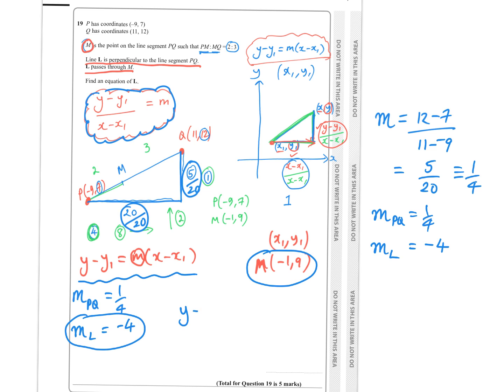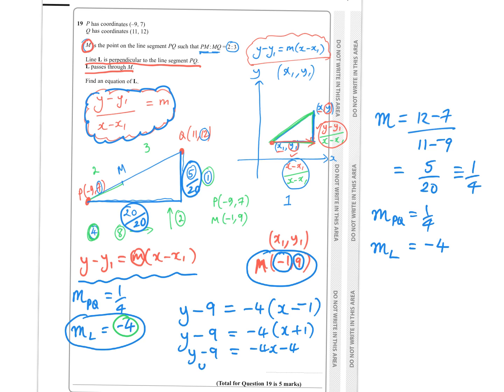So we'll have y minus 9 equals the gradient, which is -4, lots of x minus, and let's be careful here, x minus -1. And then I'd have y minus 9 is -4 lots of x plus 1, which gives y minus 9 is -4x minus 4. Add 9 to both sides, and that gives us y equals -4x plus 5.